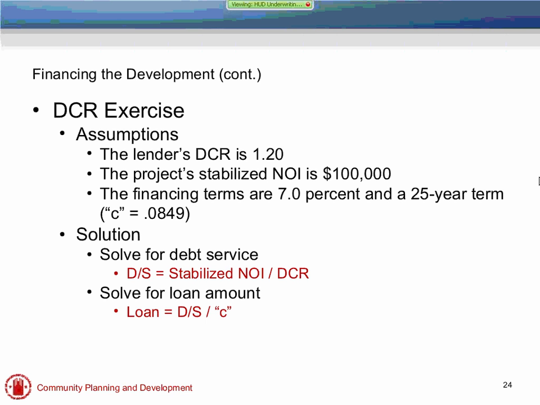Okay, so the debt service number, to determine our loan, needs to be divided by the constant for the 7%, 25-year term, so 0.0849. So if we take that number, our loan amount should come out to around $981,547. And just a reminder, if anybody has questions as we go along, feel free to ask those in the chat area.